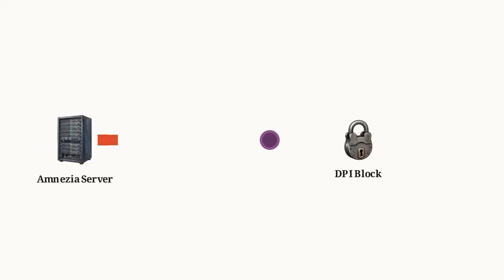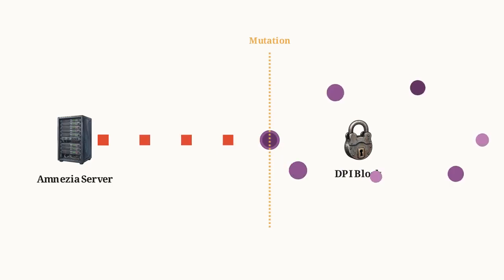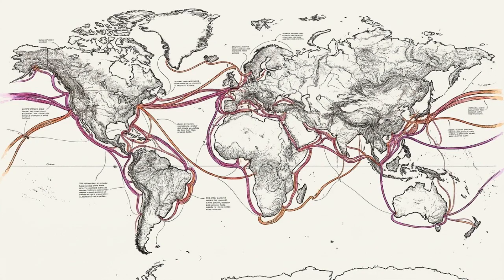By taking ownership of the physical server and meticulously mutating the transport layer data, you neutralize state-level algorithmic blocks. You have built an unblockable node and secured your access to a borderless internet.